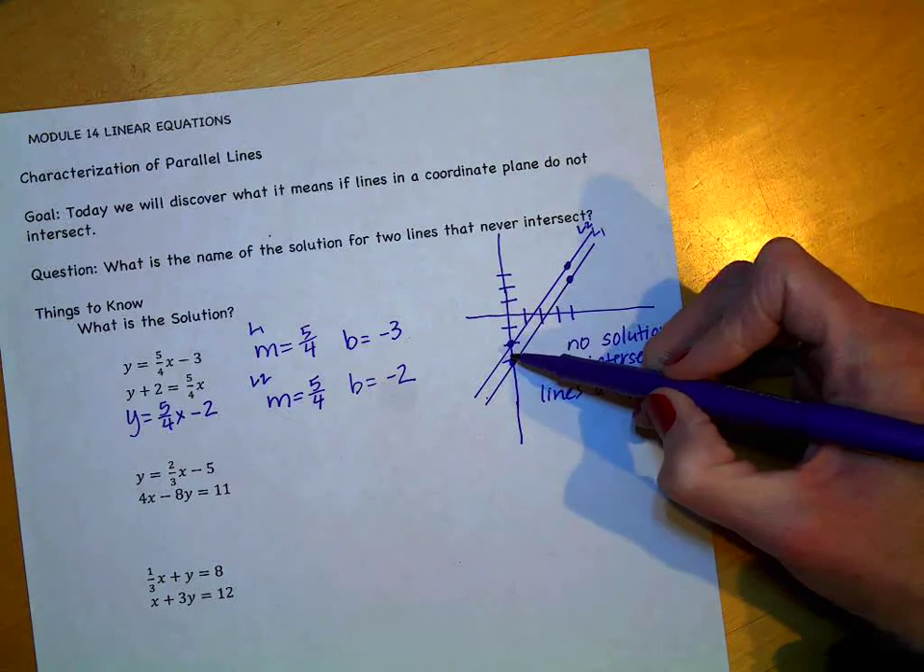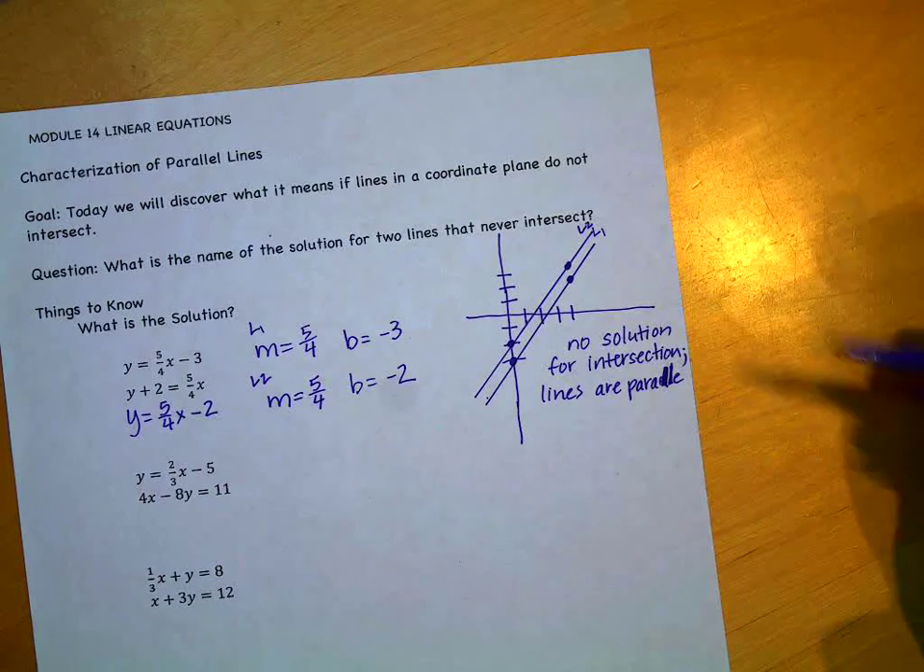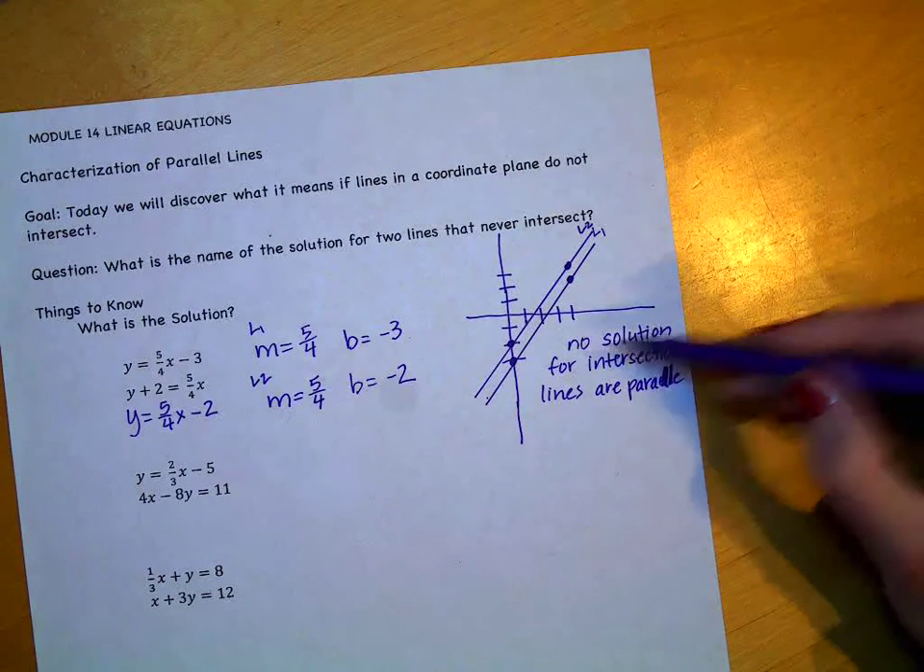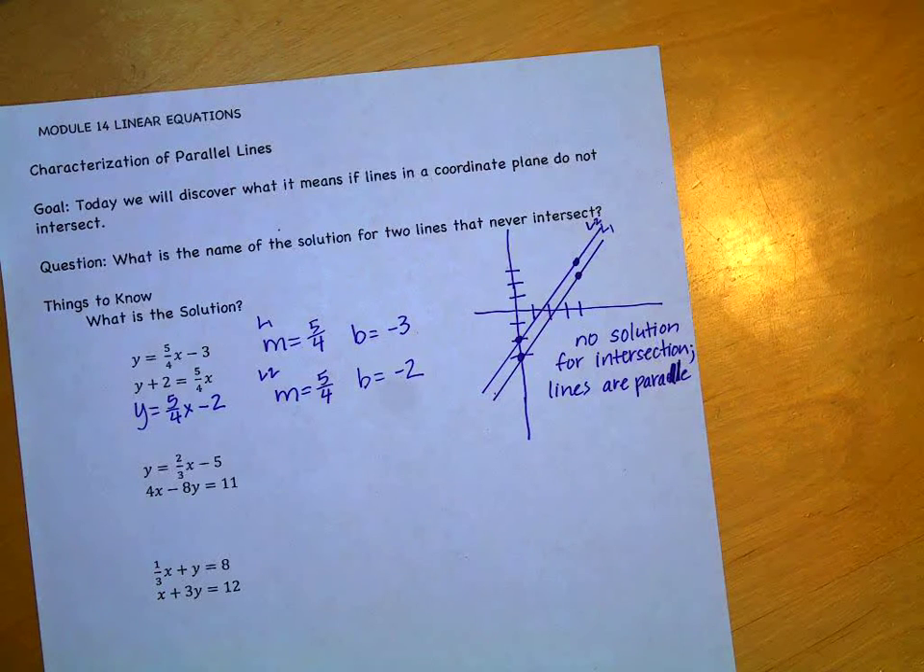The slope will be the exact same, but the intercepts are different, so the lines are going to be running next to each other forever, which makes them parallel. So no solution for intersection, the lines are parallel. Okay, well that's good to know. So let's try the next one.